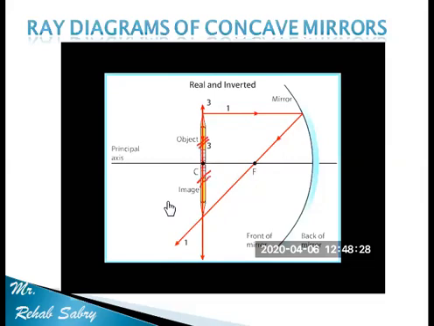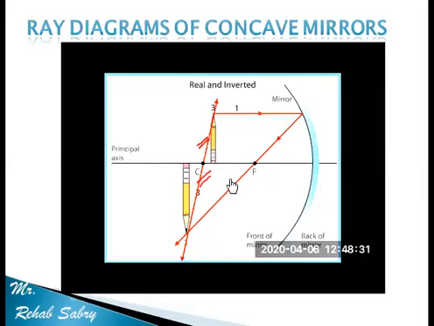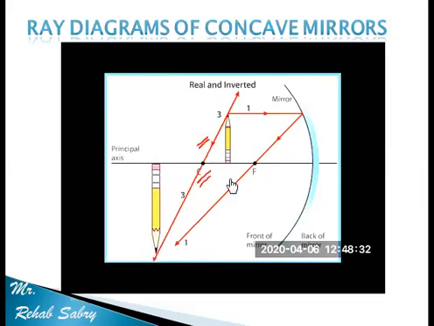Well, in each case we send two rays. Here we will bring the object closer. Closer means here, the next suggested point between C and F. Now the image becomes larger. So the image becomes larger when the object is between C and F, and it's inverted, it's real.